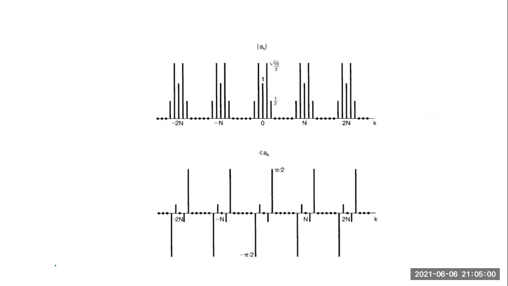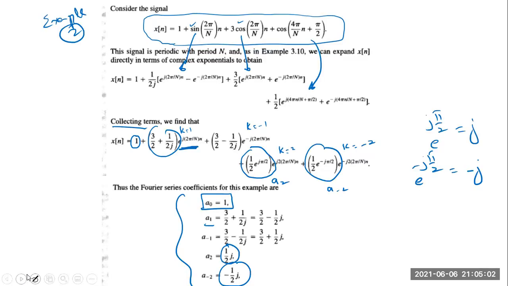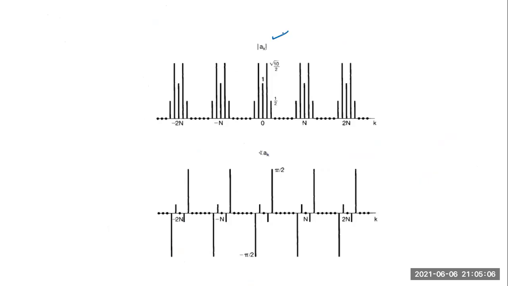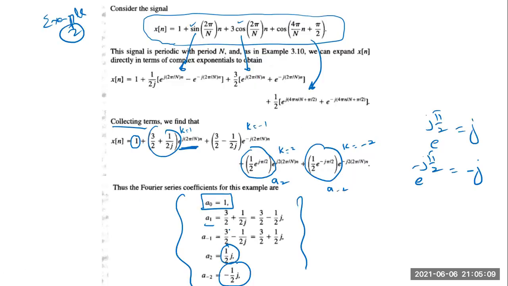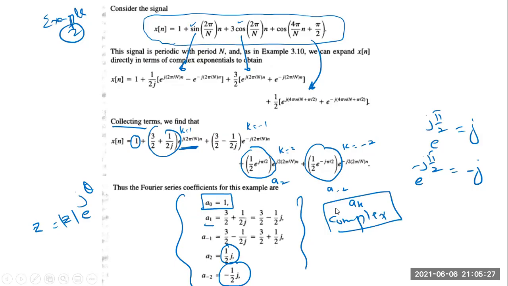Now, coming to the representation. If you plot these coefficients on the plot, so this is the magnitude, because in this case, you can see that the Fourier coefficients are complex. Whenever you have a complex number, let's say z, you have its magnitude and you have its phase. So generally, Fourier coefficients are complex. When they are complex, you need to have two graphs. You need to have two plots, one for the magnitude and one for the phase.